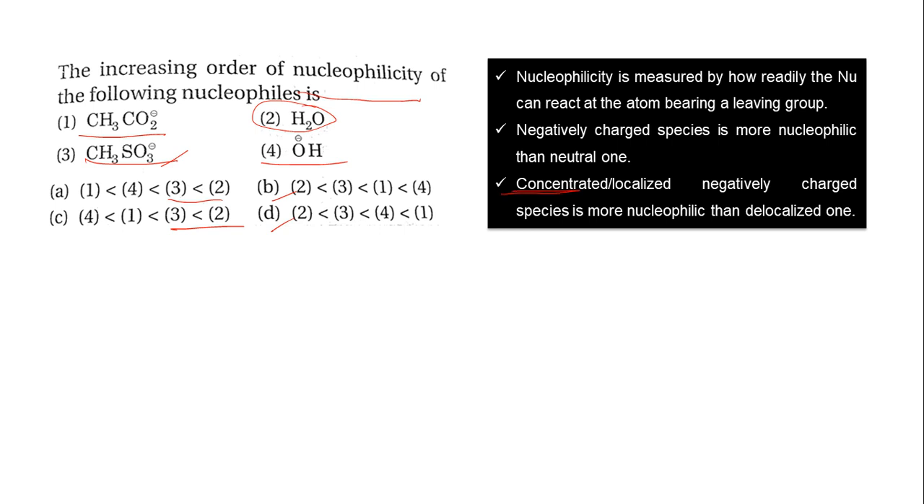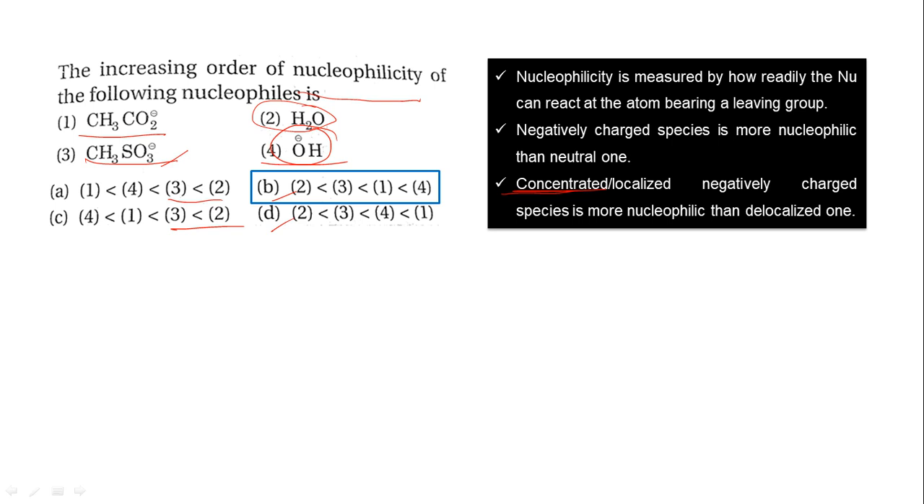Now consider this point. Concentrated or localized negatively charged species is always more nucleophilic compared to delocalized, because if it is static at a particular position, obviously it will be able to attack electron deficient carbon atom in a better way. Now HO minus, here it is localized, so 4 will be maximum nucleophilic. So 4 at maximum position, 2 at last position. This information is enough to choose the correct option, which is B.